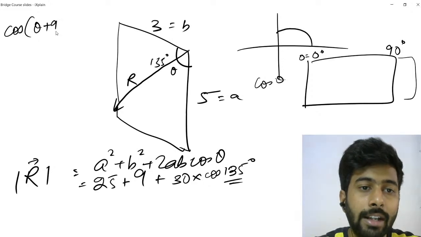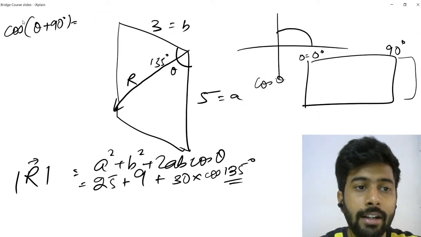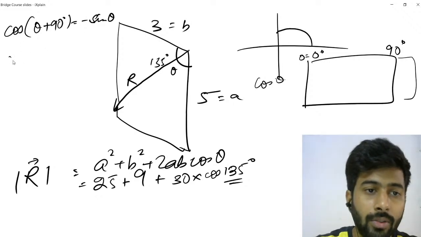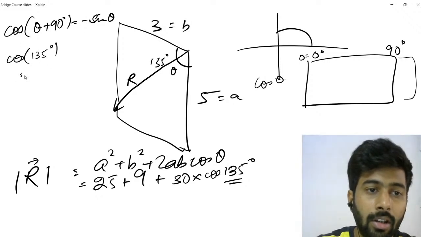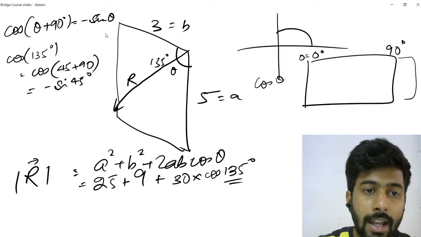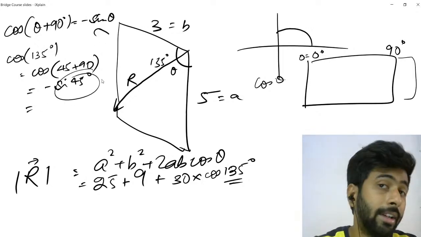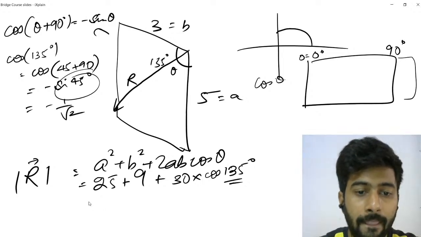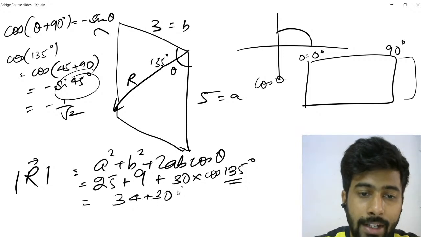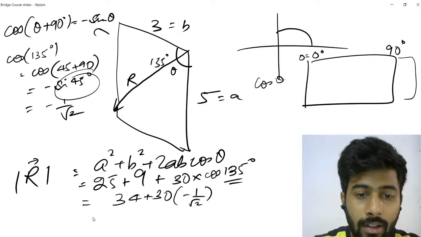So cos of theta plus 90 is nothing but minus sine theta. This identity we can use. Don't worry about this identity right now, guys. So cos 135 is nothing but cos of 45 plus 90, which is minus sine 45 according to this identity. And sine 45's value, you know, is 1 by root 2, so it's minus 1 by root 2. So 25 plus 9 is 34, plus 30 into minus 1 by root 2. And this is 34 minus 15 root 2.